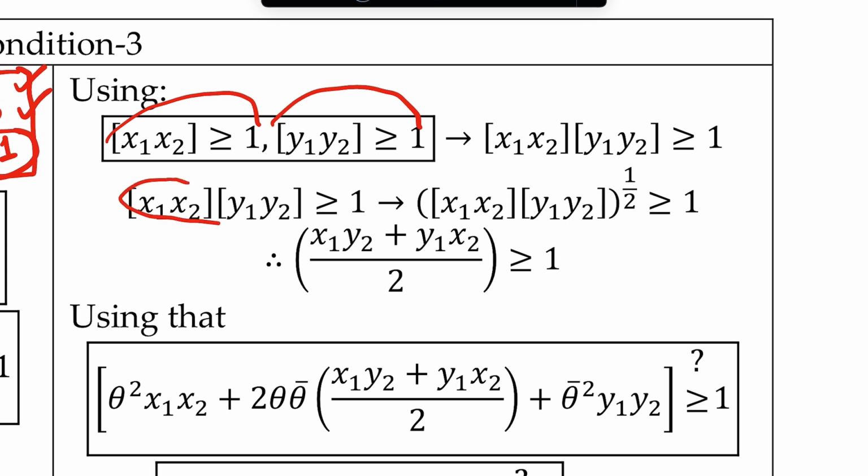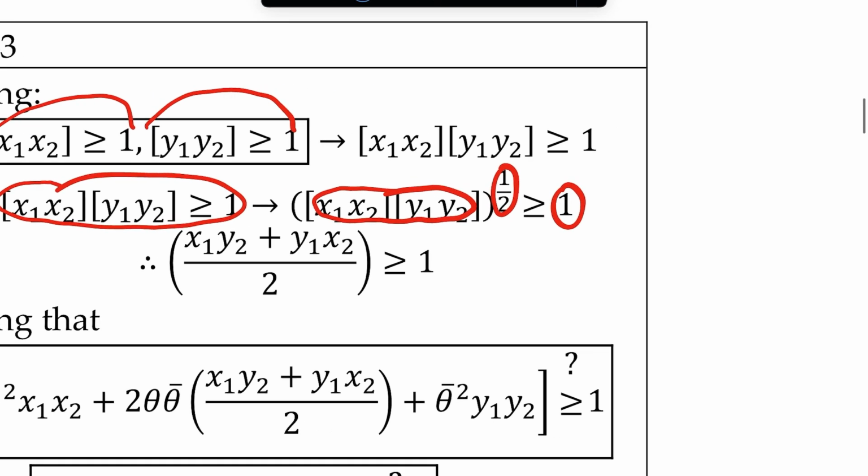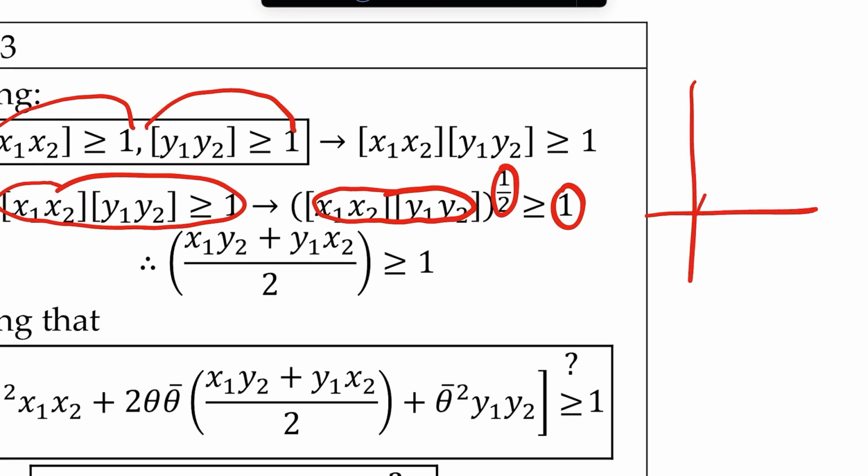Since that expression is greater than or equal to 1, when we take the square root of it, it will be greater than or equal to 1. And this is actually interesting. Why? Because this is x, and then this is square root of x. This is 1, and this is 1.